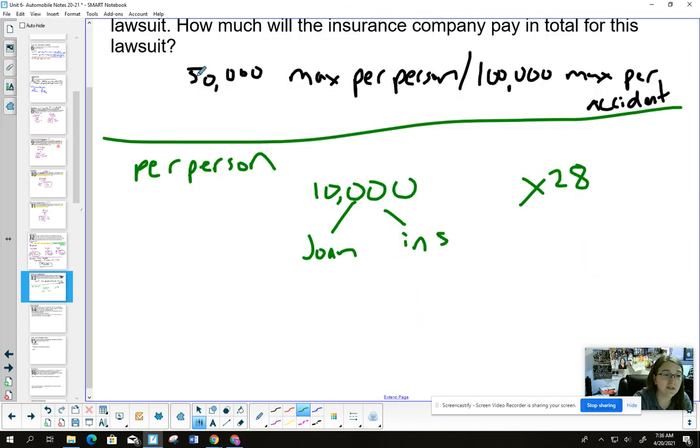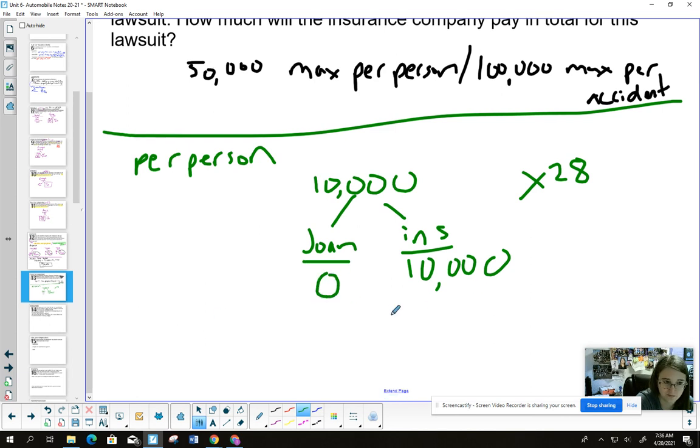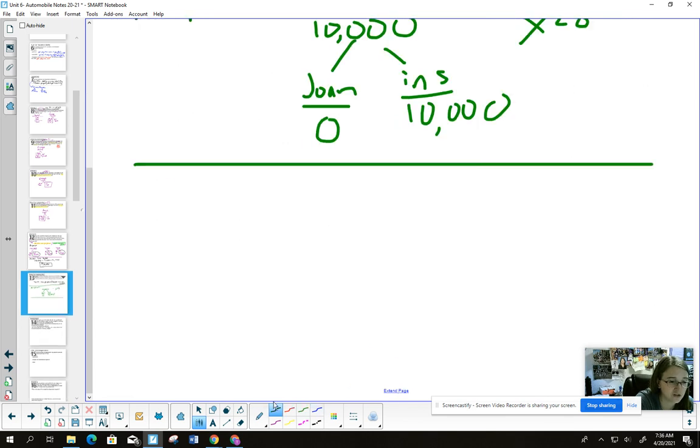Okay, well, if the insurance company will pay $50,000 max per person, all of this will get covered. Once again, I'm not writing 50,000 because there's no need for 50,000. Each person only gets 10,000. Because that's less than the maximum, all of it gets covered. And Joan doesn't have to cover anything. But now we need to look at the accident. You always have to look at the accident.